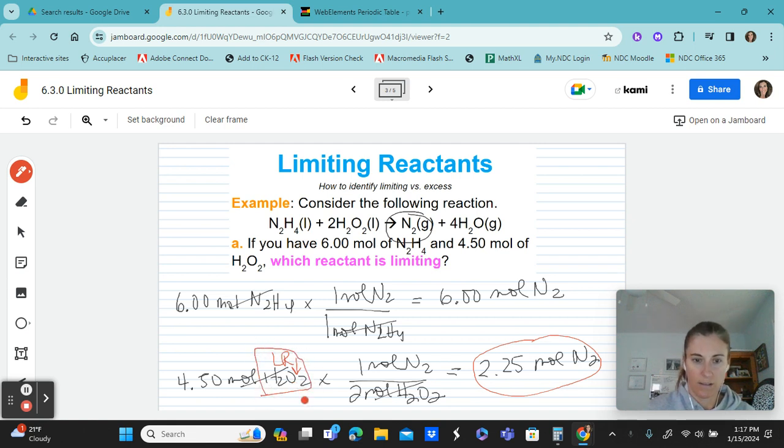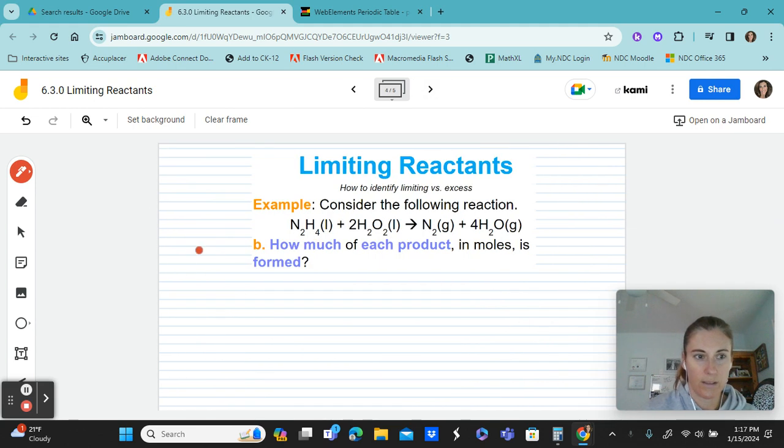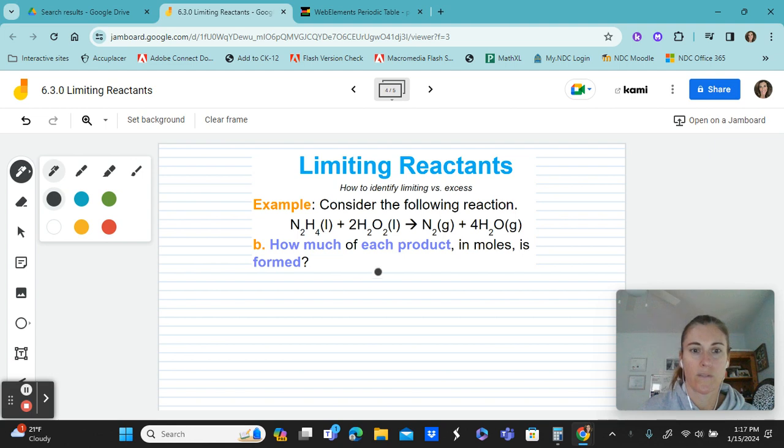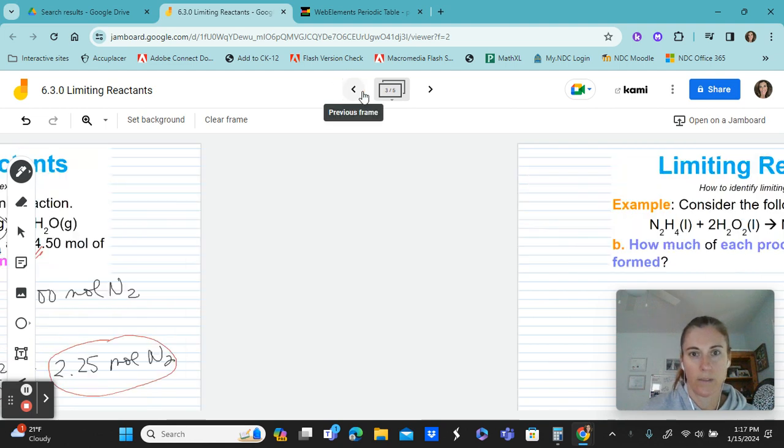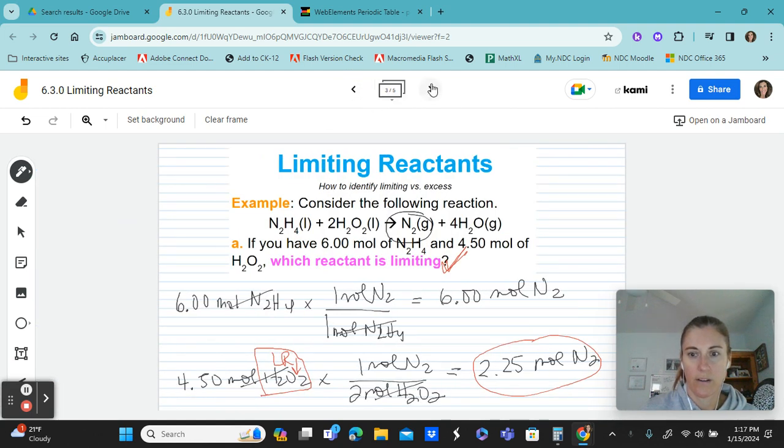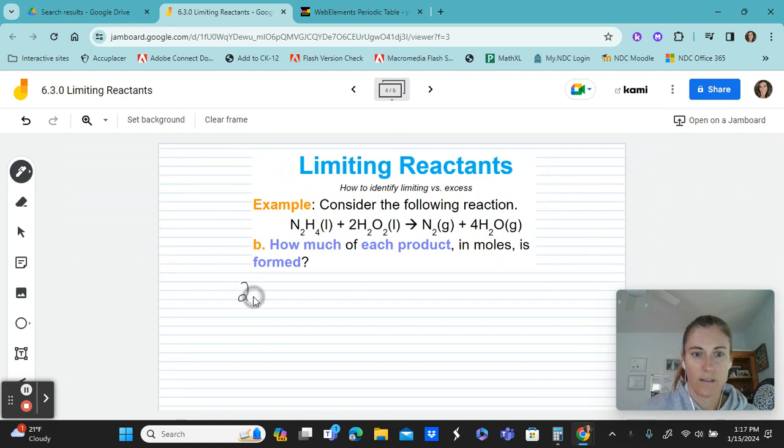Okay, so that I can answer the question. Now there's a second part here because we have an A. So here's our B. Our B says how much of each product in moles is formed. Well, I already solved for one of them. I already figured out that I'm going to make 2.25 moles of N2 because I solved for that.